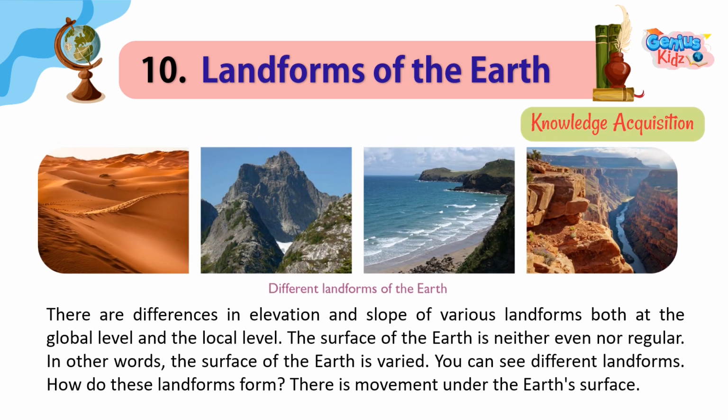There are differences in elevation and slope of various landforms both at the global level and the local level. The surface of the Earth is neither even nor regular. In other words, the surface of the Earth is varied. You can see different landforms. How do these landforms form?